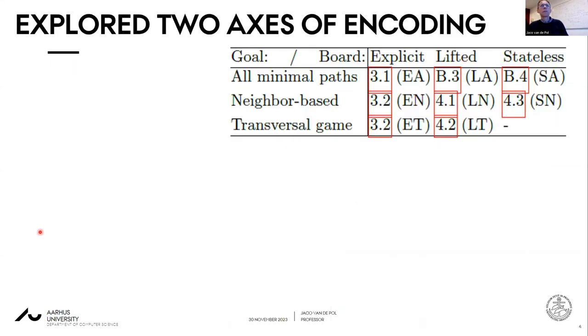Then the paper provides actually 8 translations. We have some variations in representing the board of the game. It could be explicit, that's the traditional method, lifted, as I explained before, in the symbolic way, but it could also be completely stateless. And then the winning conditions, well, you can list all the minimal paths, which will be terrible in Hex. You can do it neighbor-based, and there's also a way to look at the transversal game, which seems to be easier in our case. So this gives a couple of possibilities, and the paper has details about these translations.